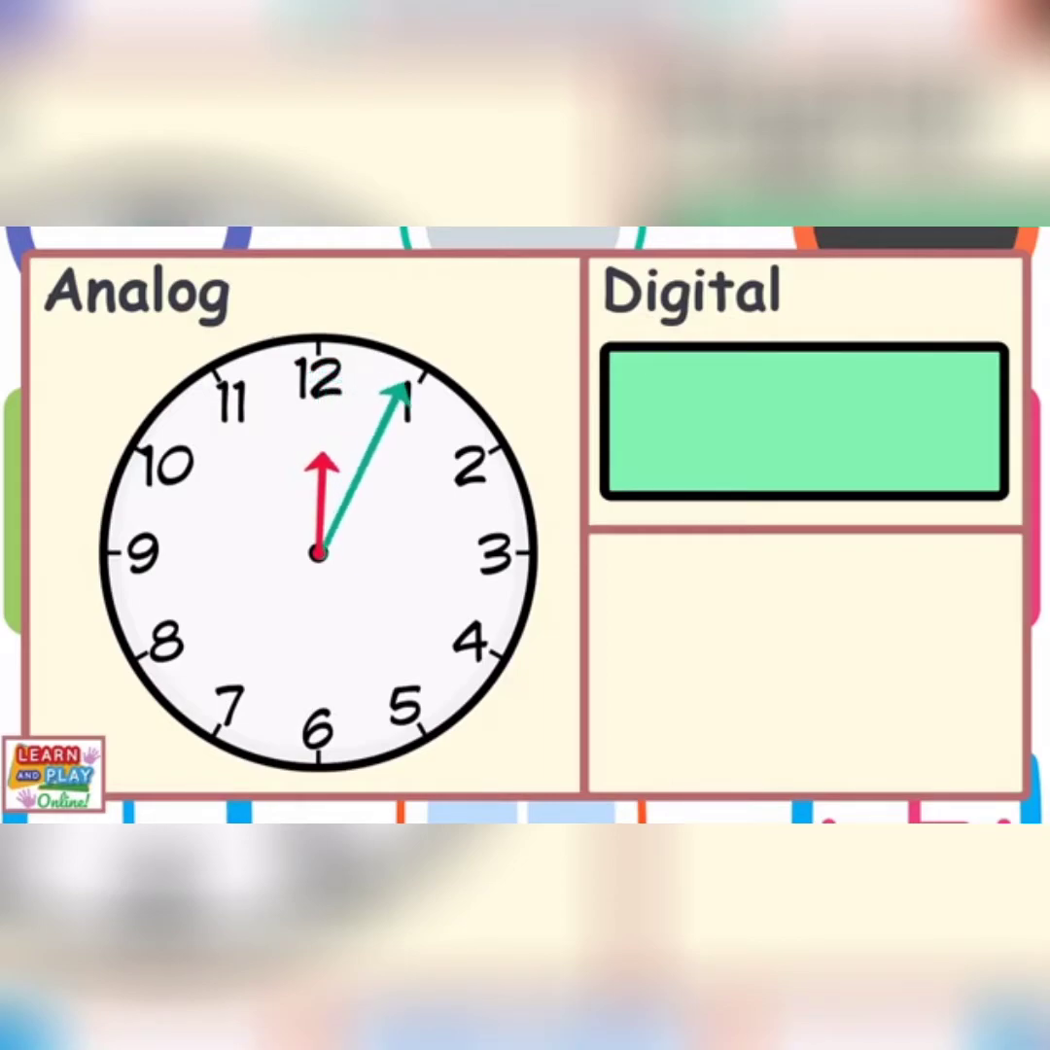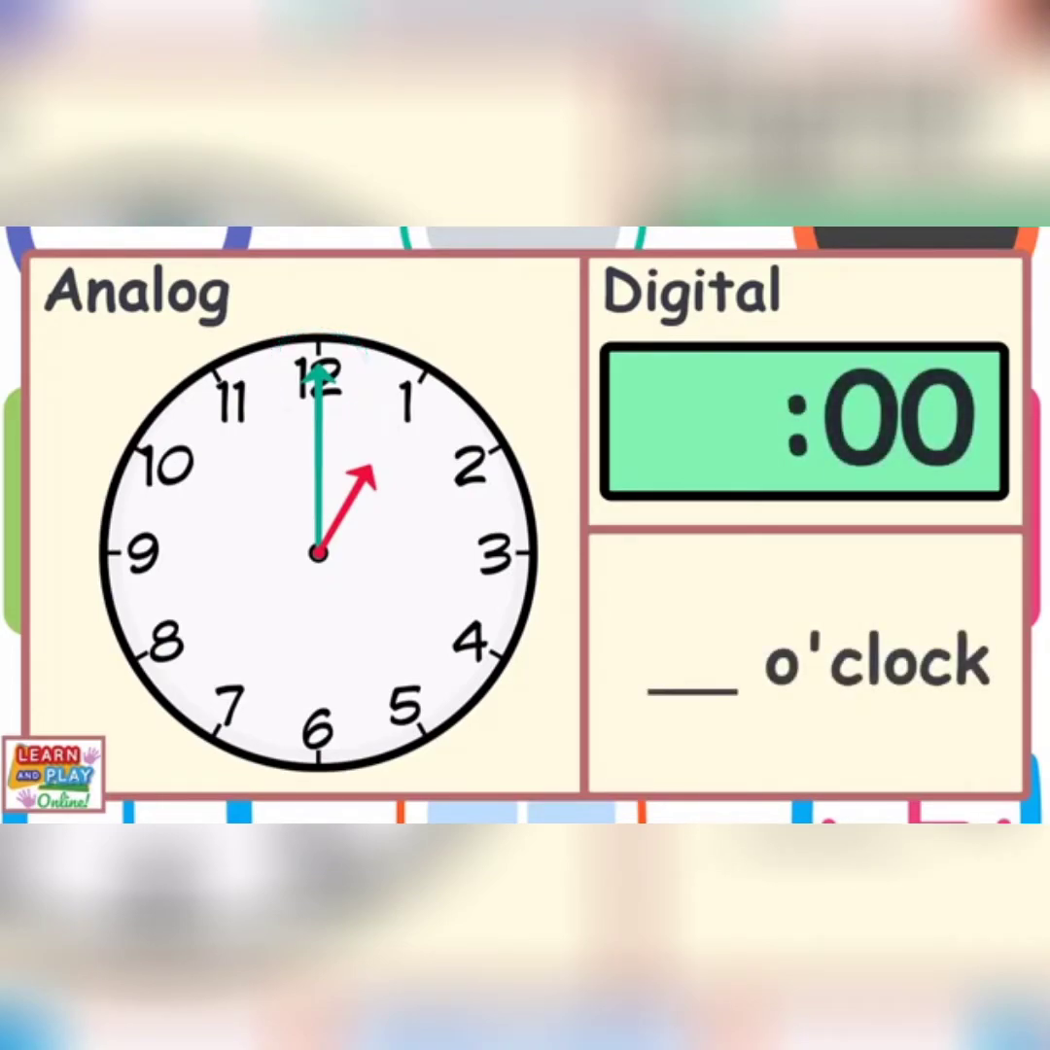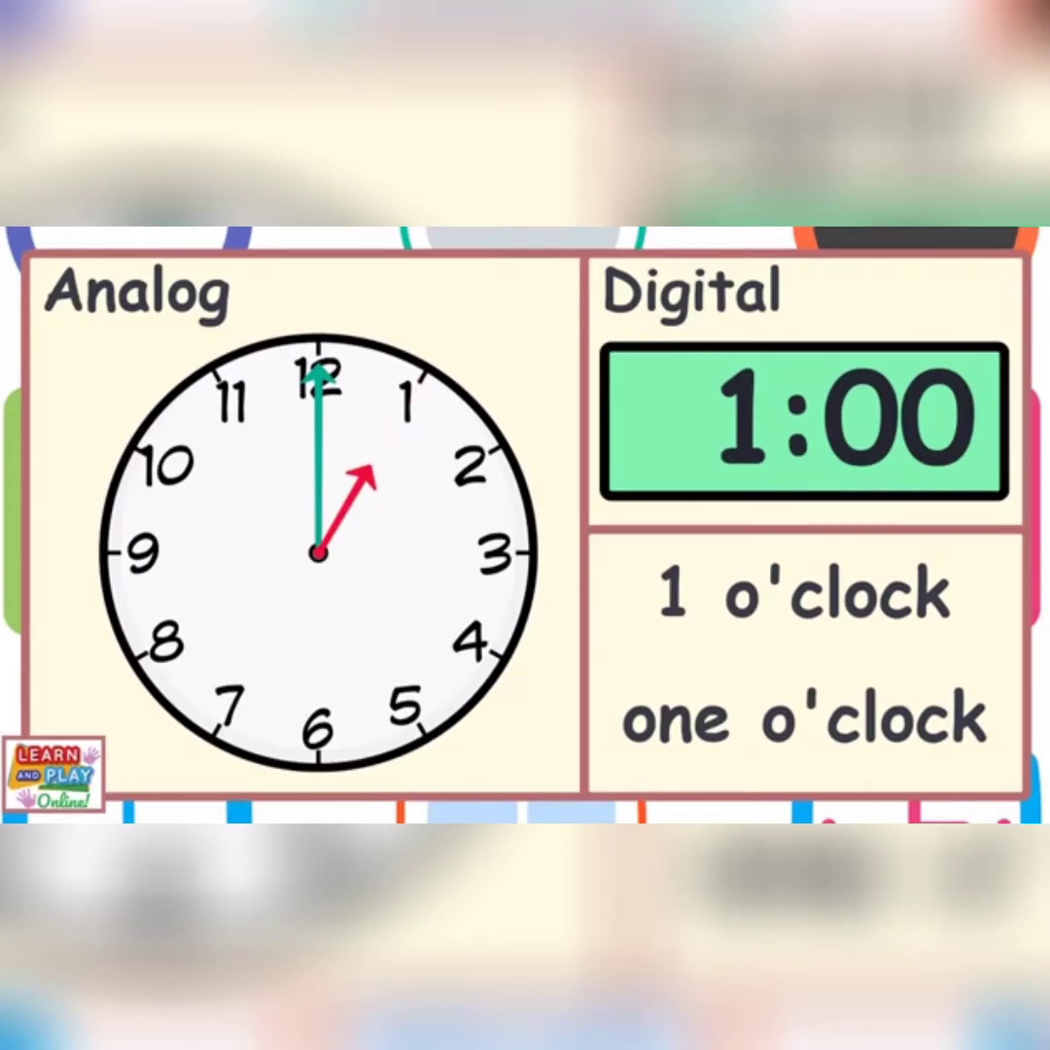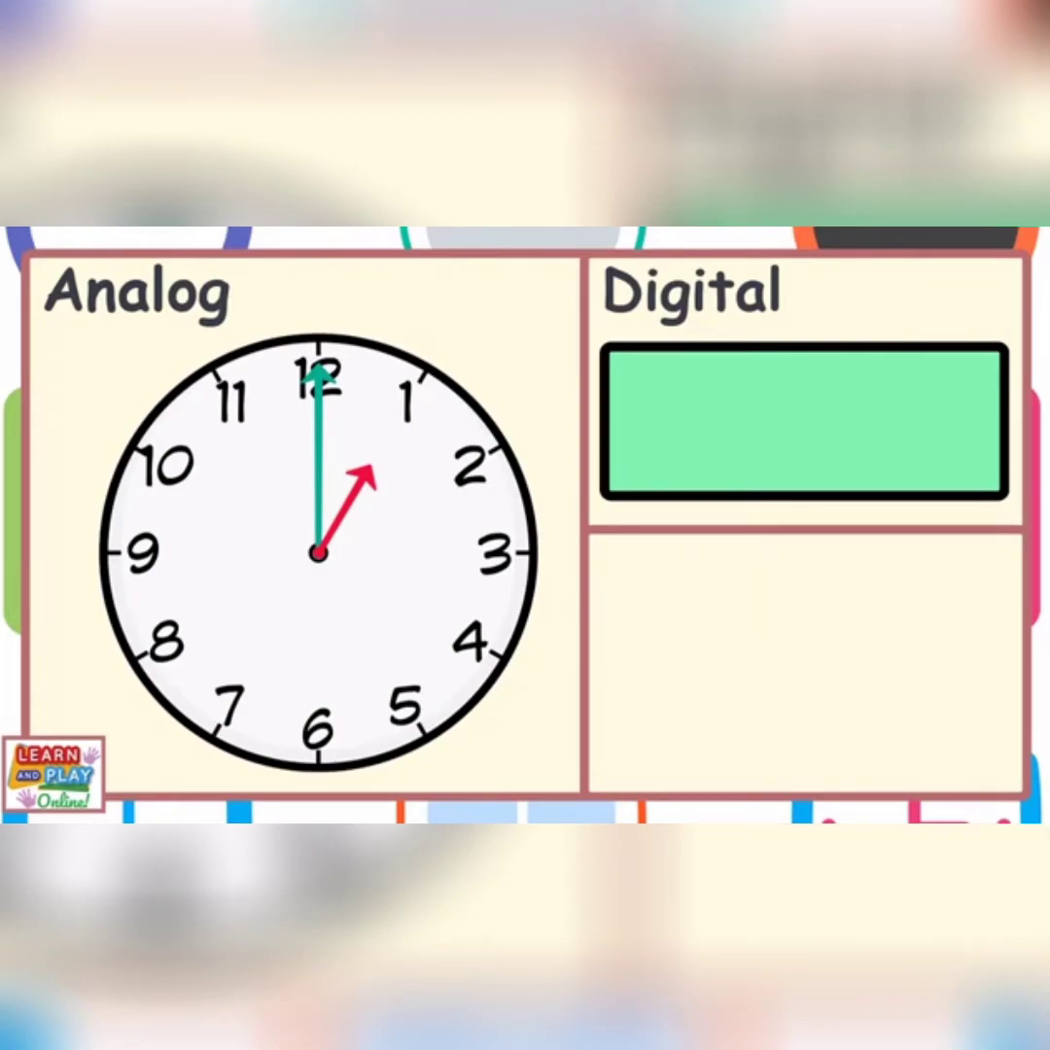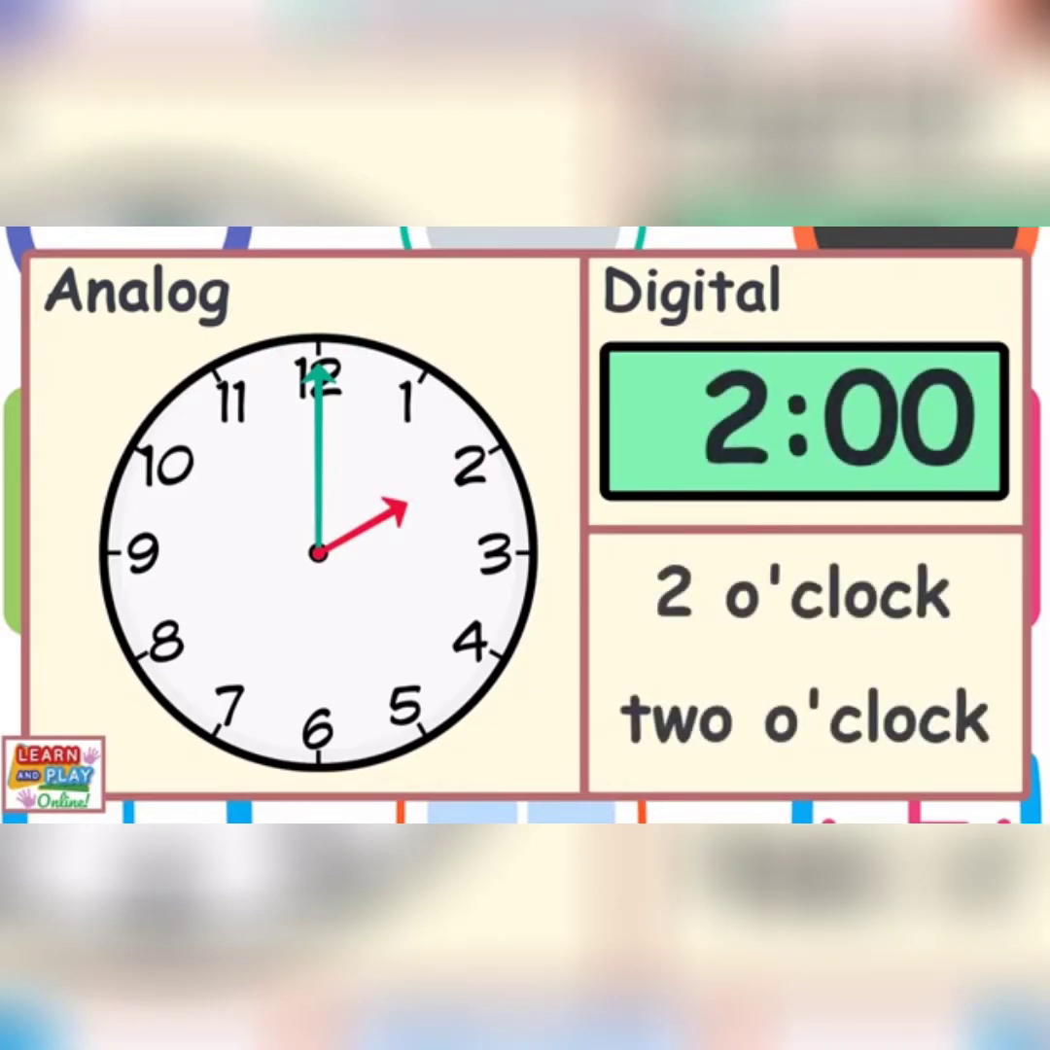Let's have another example. What time is it? When the minute hand is pointing at number 12 and the hour hand is pointing at number 1. So the time is? Okay, very good. The time is 1 o'clock. Another example. For this one, the minute hand is pointing at number 12 and the hour hand is pointing at number 2. Therefore, the time is 2 o'clock.